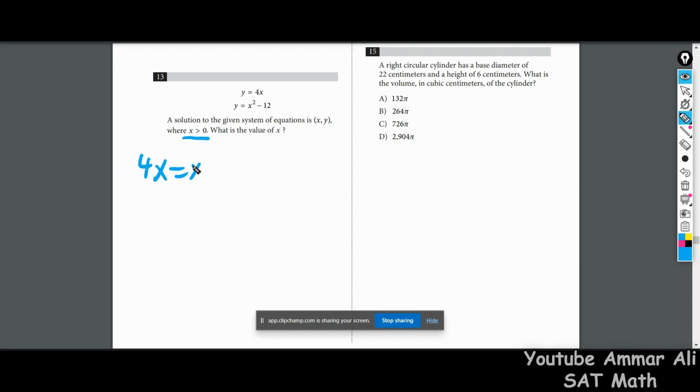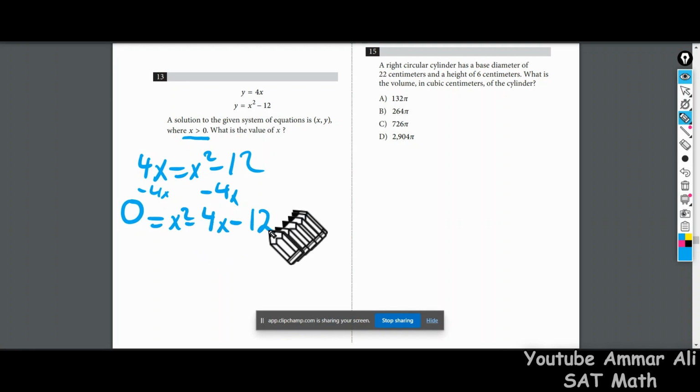So 4x is equal to x squared minus 12. Anytime you have a squared term, you want to bring all the x's over to one side and set the entire thing equal to 0. So I'm going to do that. Just put a 0 right here and then minus 4x on both sides. Okay, so then we get 0 is equal to x squared minus 4x minus 12.